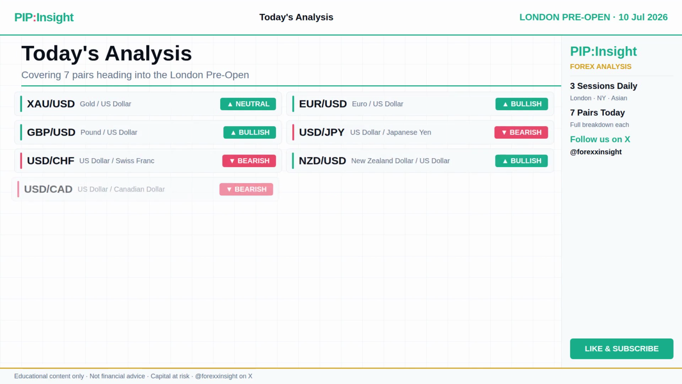Here is today's London pre-open chart analysis. Pairs showing bullish structure: gold dollar, euro dollar, pound dollar, Kiwi dollar. Pairs showing bearish structure: dollar yen, dollar Swiss, dollar Canada. Full chart breakdown for each pair coming up now.